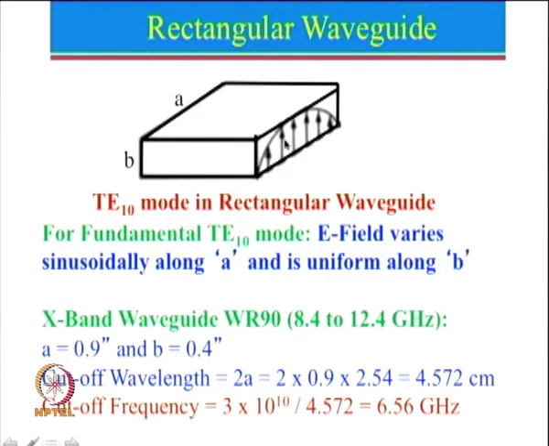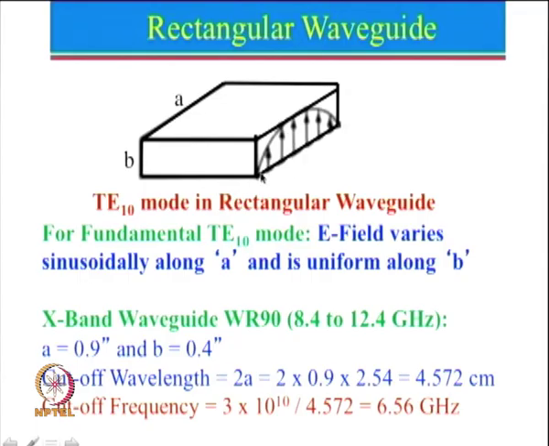But now let us also look into it from the array theory point of view. Suppose we have a field which is uniform over here, so we can think of it as an array of elements, and along this direction the field is varying sinusoidally. In array theory we have a number of elements here, let us say 1, 2, 3, 4, 5, and there is a sinusoidal variation.